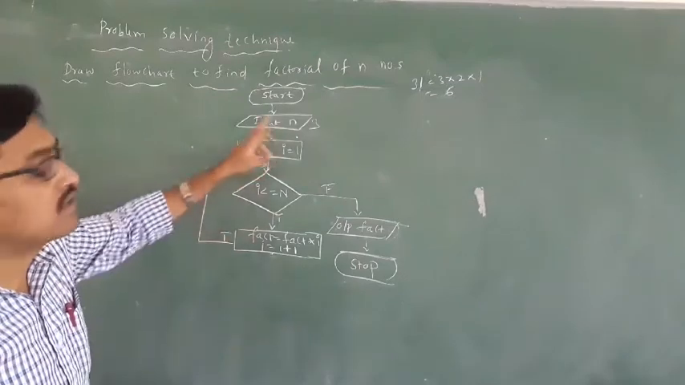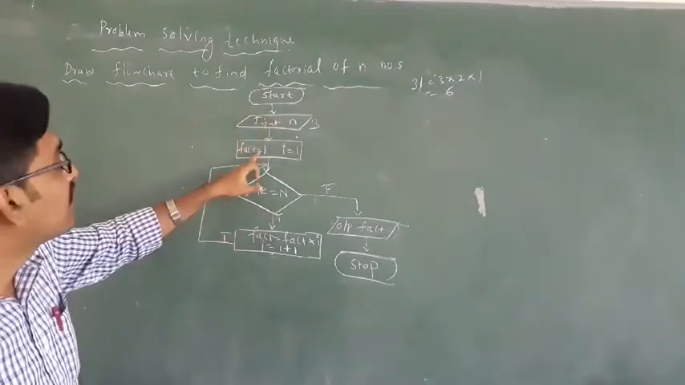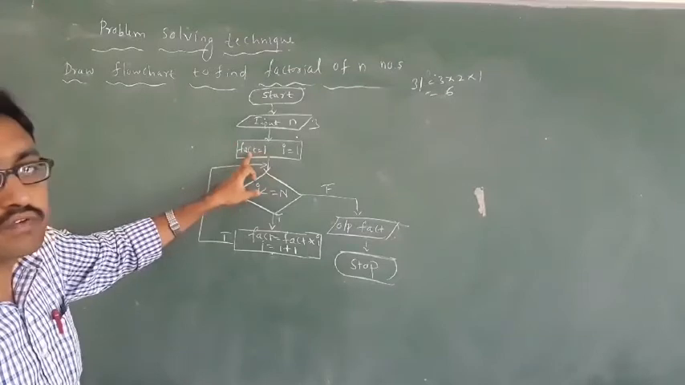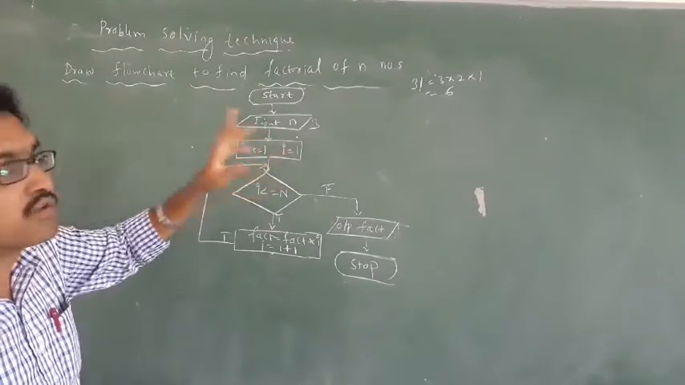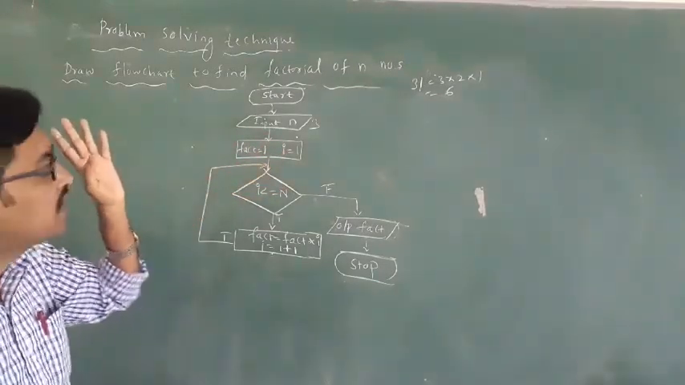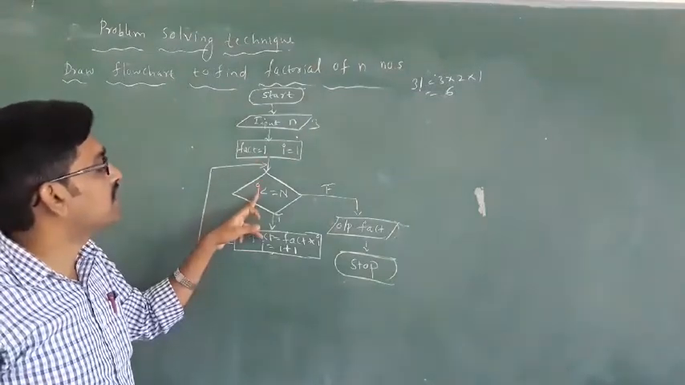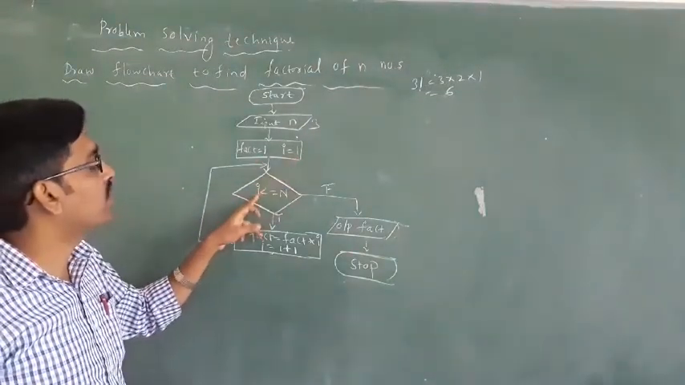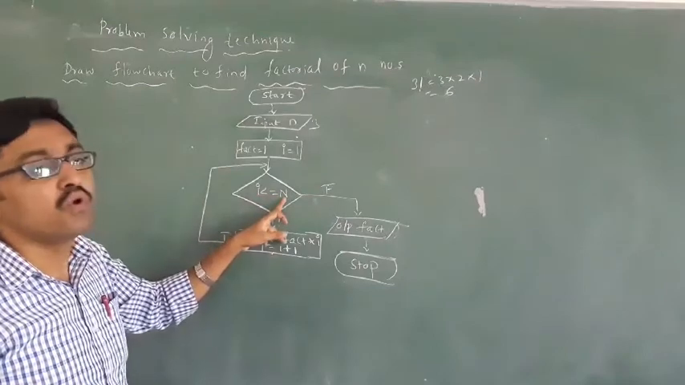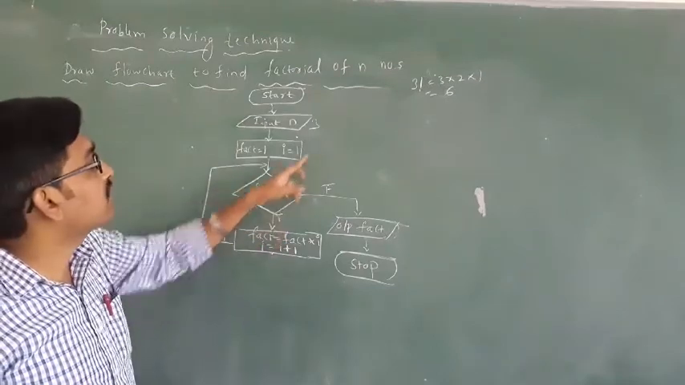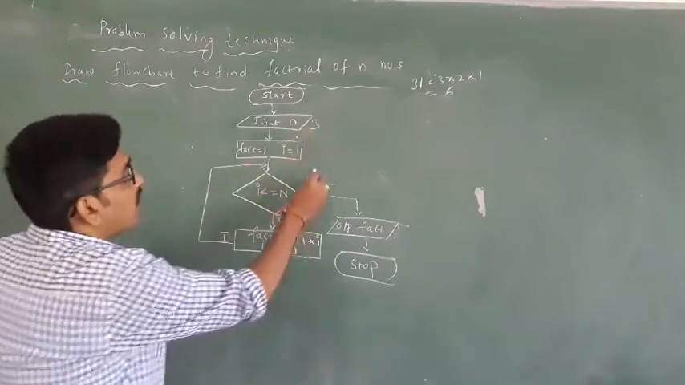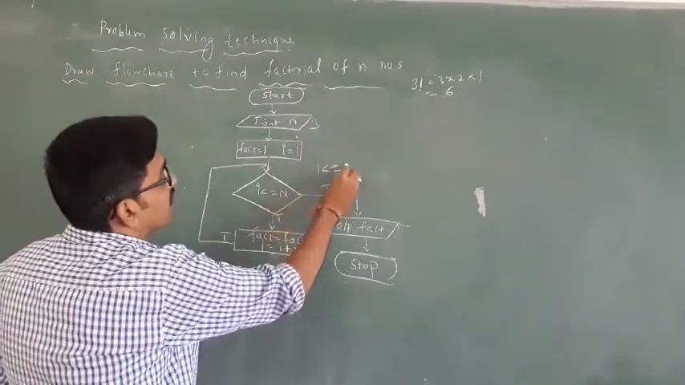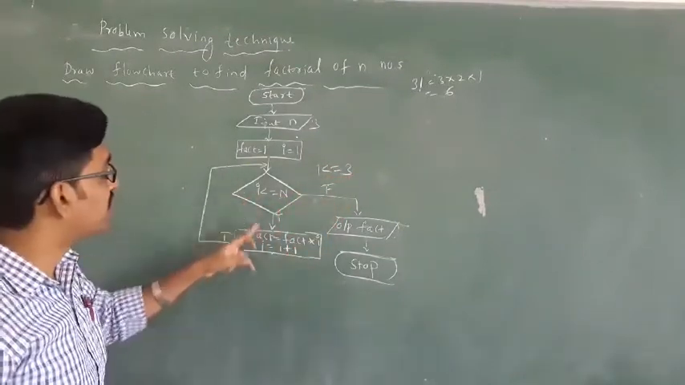See how to take this. Always fact equal to 1, then I equal to 1. Here I is 1. 1 is less than or equal to n, and n means 3. 1 is less than or equal to 3. Yes, so it comes here.